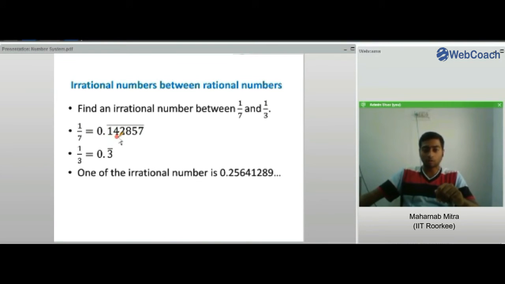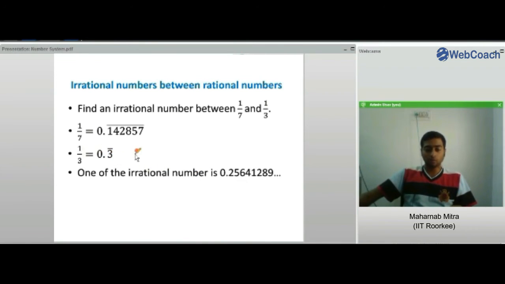Now you can just guess an irrational number in between these two numbers. You can see the first two digits are 0.14, right? And here the digit is 3. So the number should be approximately 0.2, right? If the number is 0.2, it must be between 0.1 and 0.3, right? So we can just randomly guess the number. It should be 0.2. Up to this we have fixed, and then we just keep on putting random values. I have put here 0.2, after that 5, 6, 4, 1, 2, 8, 9. You can put any value you wish until the value lies between the given two numbers.